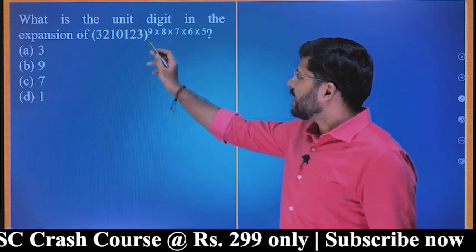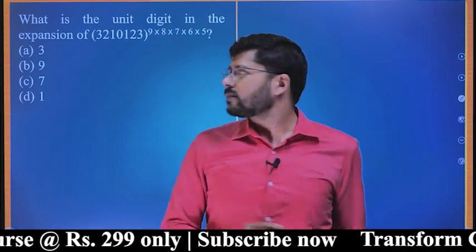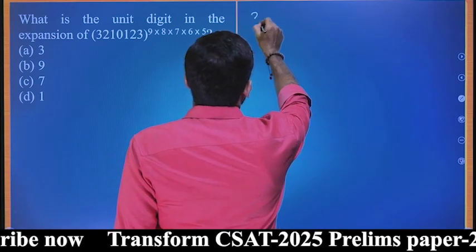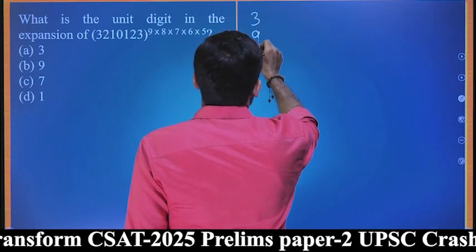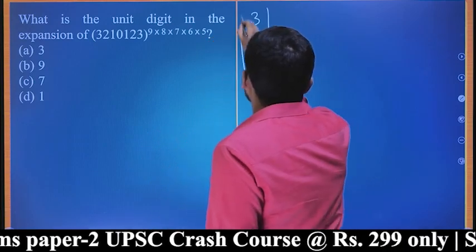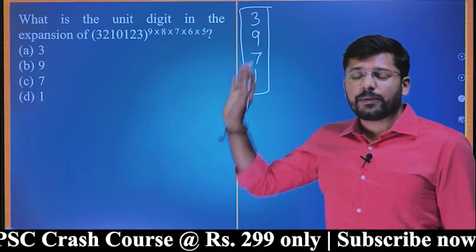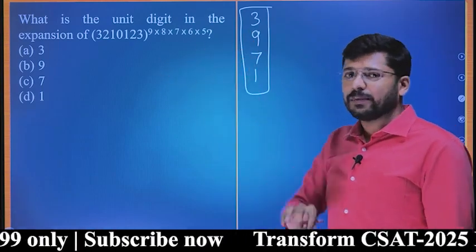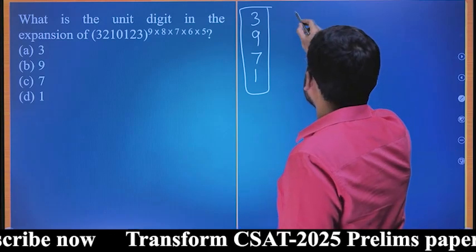Now let us take the cyclicity of 3 first. What is the cyclicity of 3? It is 3, 9, 7, 1. How? You need not memorize the cyclicity of all the numbers. You can calculate them in your examination hall within just a few seconds. I will tell you how.